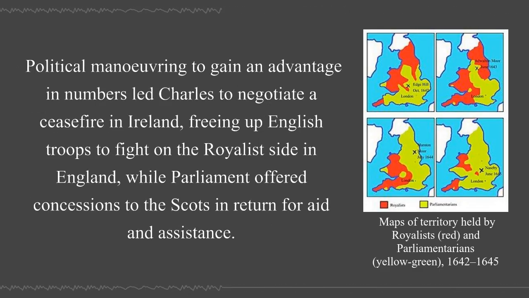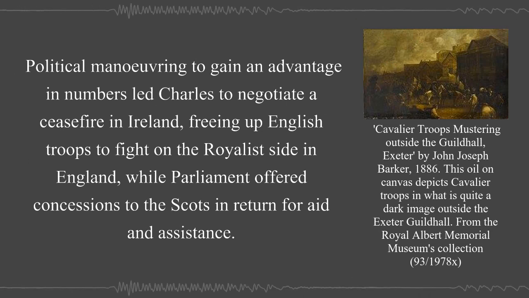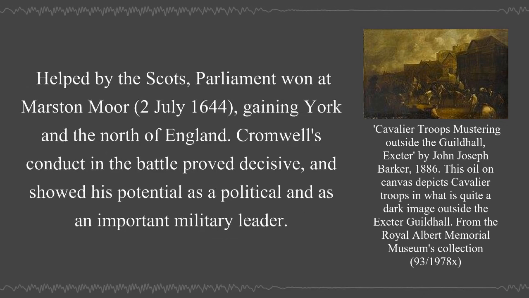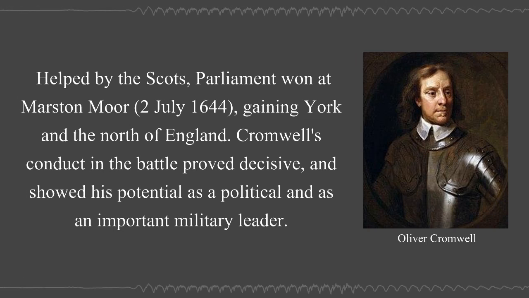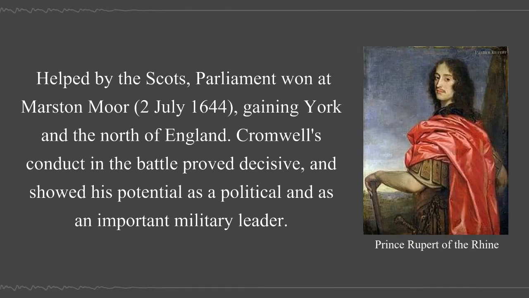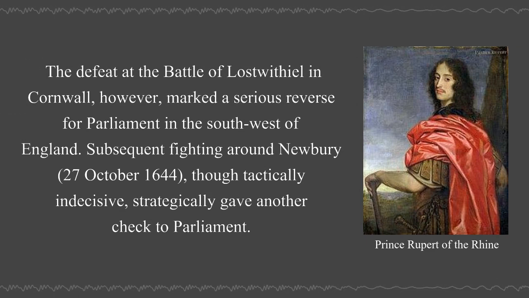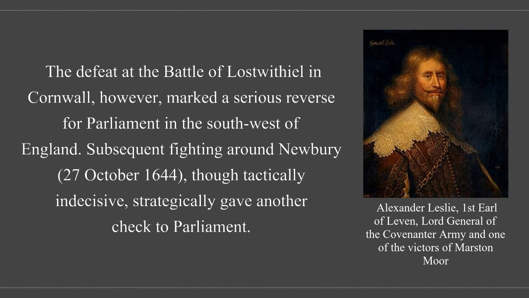Political maneuvering to gain an advantage in numbers led Charles to negotiate a ceasefire in Ireland, freeing up English troops to fight on the Royalist side in England, while Parliament offered concessions to the Scots in return for aid and assistance. Helped by the Scots, Parliament won at Marston Moor, 2 July 1644, gaining York in the north of England. Cromwell's conduct in the battle proved decisive and showed his potential as a political and as an important military leader. The defeat at the Battle of Lostwithiel in Cornwall, however, marked a serious reverse for Parliament in the southwest of England. Subsequent fighting around Newbury, 27 October 1644, though tactically indecisive, strategically gave another check to Parliament.